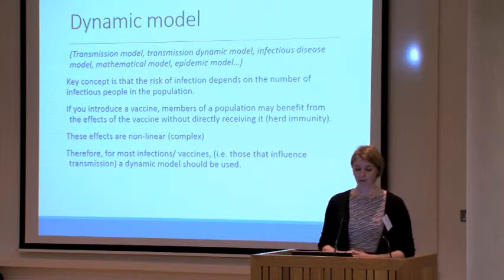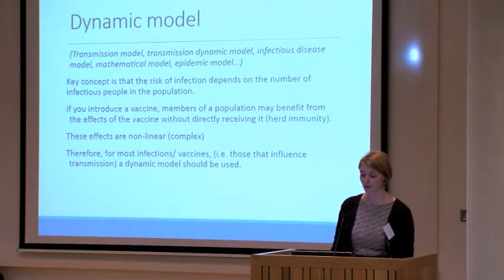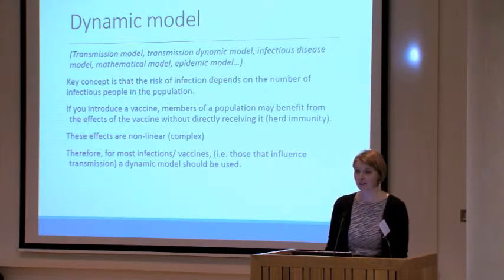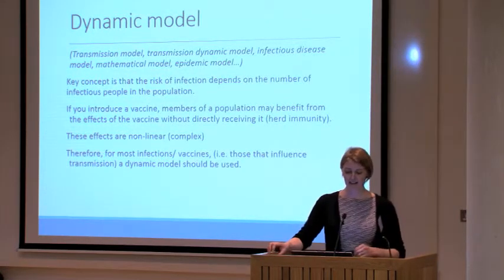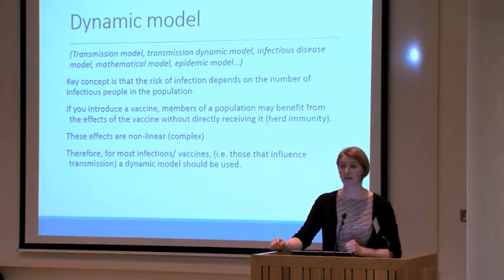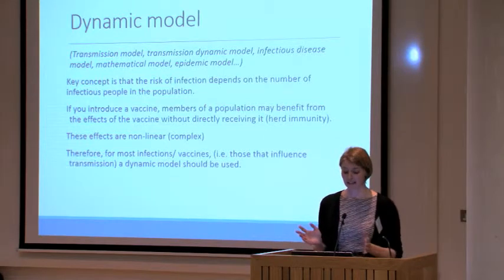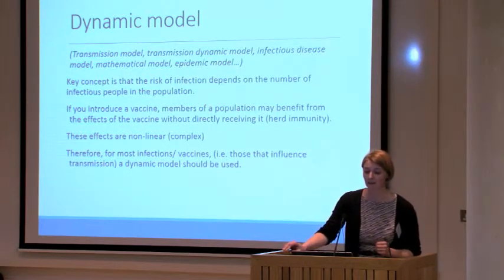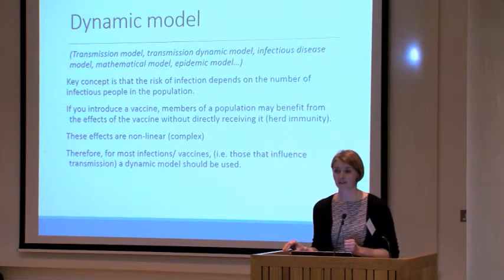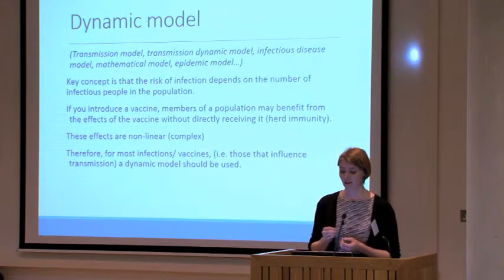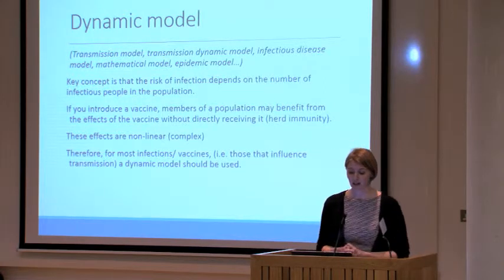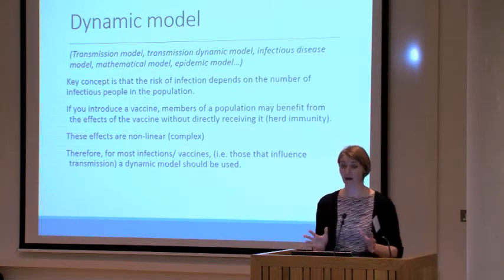So what do I mean by a dynamic model? It's sometimes known as transmission models or transmission dynamic models, just infectious disease models, mathematical models. All these names mean the same thing, really. And the key concept behind this is that the risk of infection depends on the number of infectious people in the population. So if you introduce a vaccine, members of the population may benefit from the effects of the vaccine without directly receiving it. And these effects aren't linear. You can't say, well, you immunise a certain proportion, so that will protect an additional proportion of people. It's dependent on the level of coverage, the infectiousness of the organism. So these effects are quite complex, which is why you need a mathematical model to underpin this.